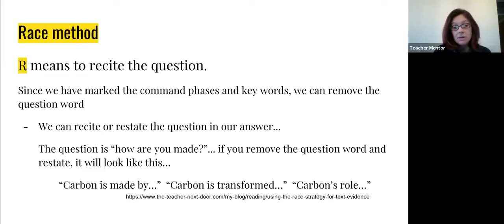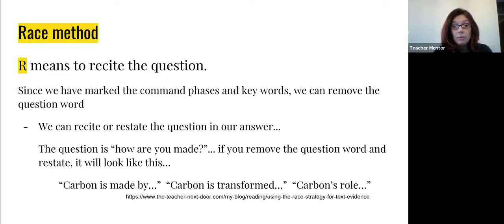So since we already marked all the command phrases and keywords, we can remove the question word, meaning we can recite or restate the question in our answer. So the first question that we marked was, how are you made? If you remove the question word and restate, it'll look something like this. Carbon is made by. Okay.